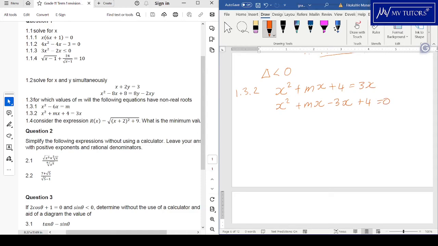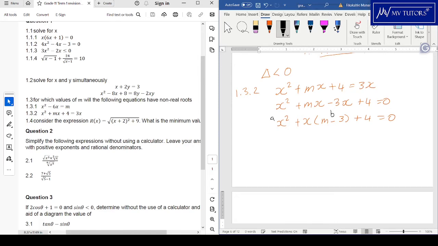Now what I want to do is factorize by taking the common factor out, which is x. Okay, so it's plus x, and then here I will have m minus 3 plus 4 is equals to 0. Let me identify my a. There's my a, it's just 1.